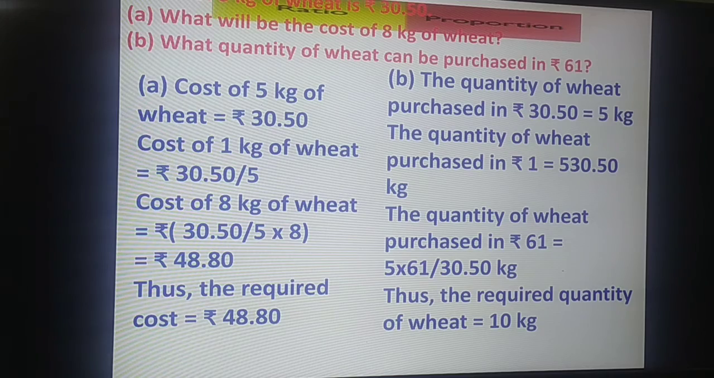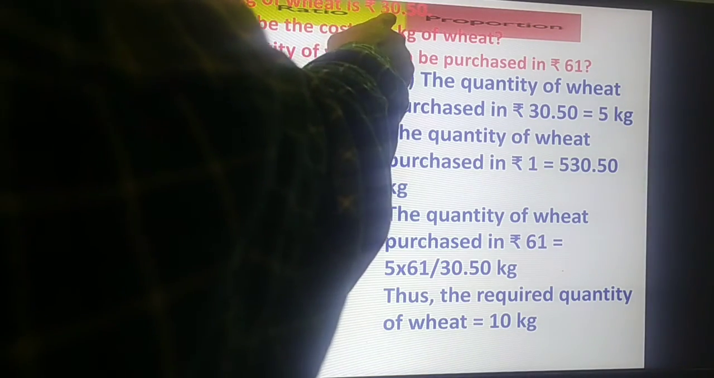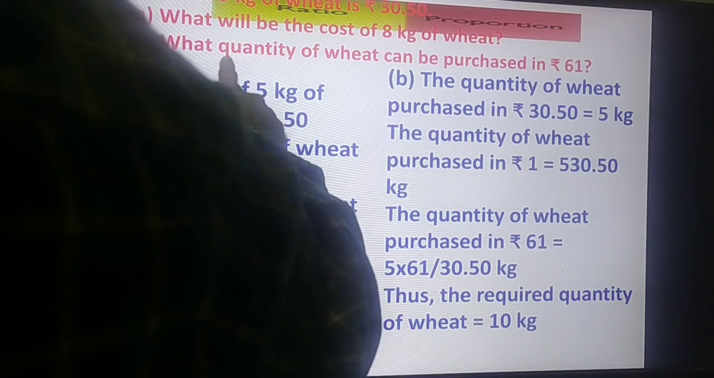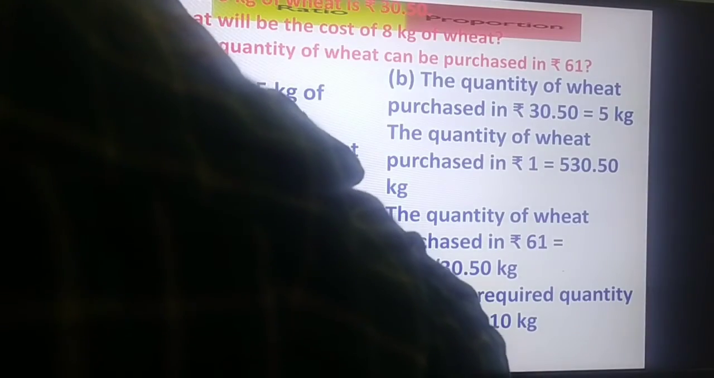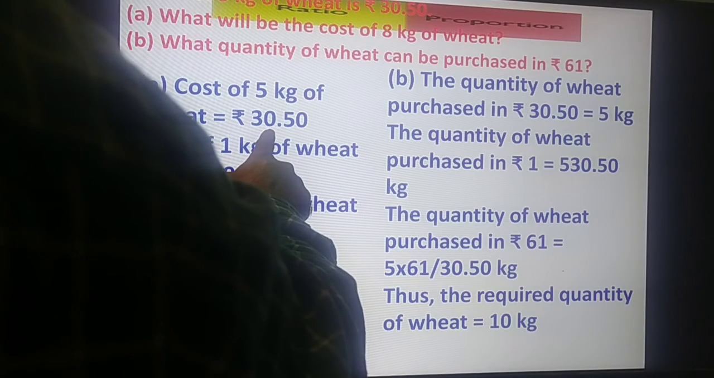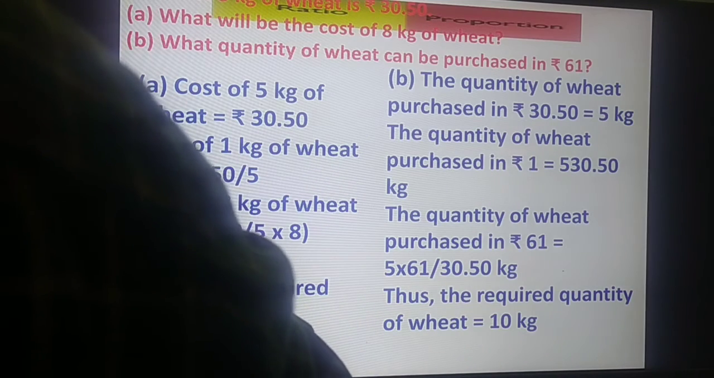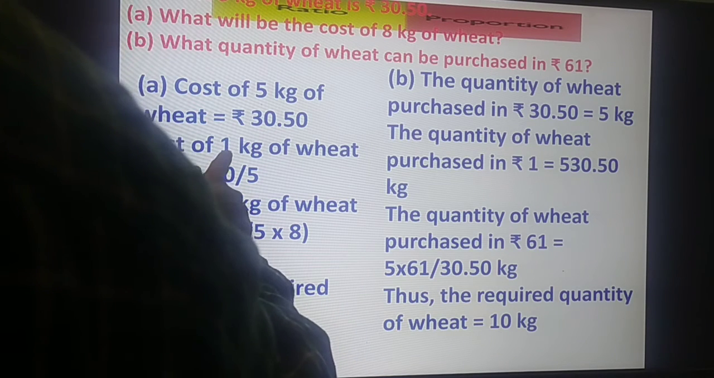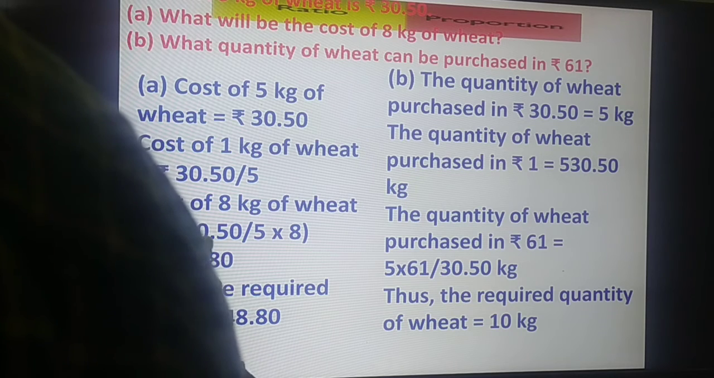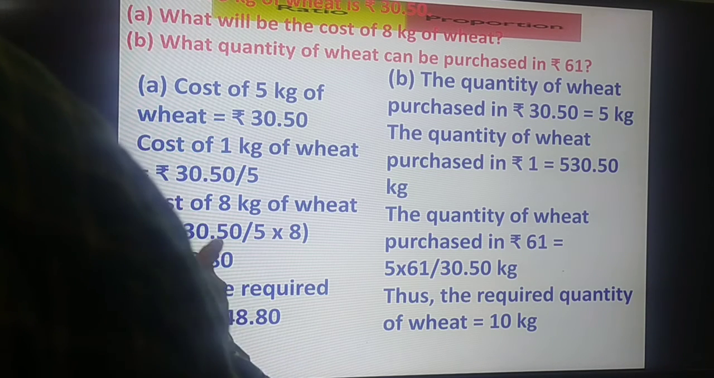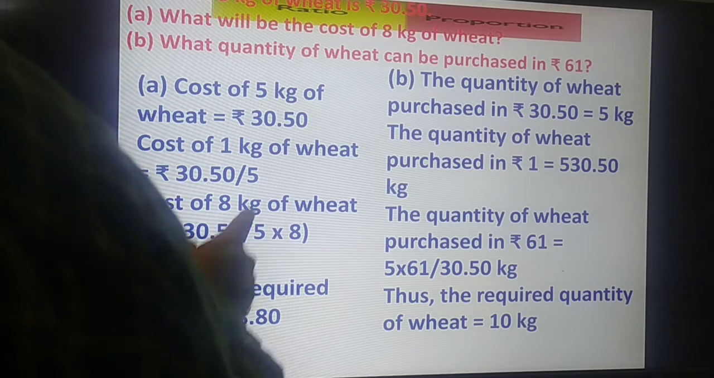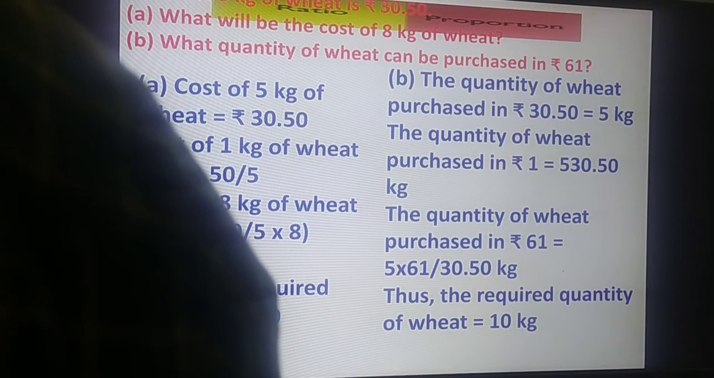Now the fourth problem: cost of 5 kg of wheat is 30 rupees 50 paise. What will be the cost of 8 kg, and what quantity of wheat can be purchased for 61 rupees? 5 kg of wheat costs 30 rupees 50 paise. So the cost of 1 kg wheat equals 30 rupees 50 paise divided by 5. And if this is for 1 kg, then multiplying it by 8 gives 48 rupees and 80 paise, that is the cost of 8 kg wheat.